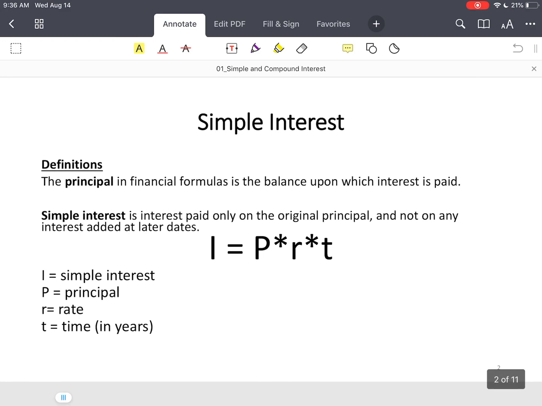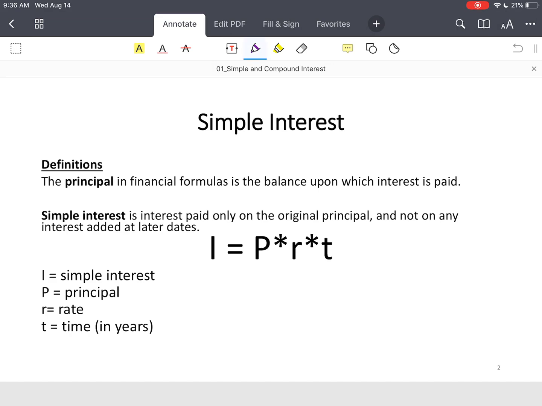All right, so simple interest. Got a real definition. The principal in financial formulas is the balance upon which interest is paid. Basically, it's what you put into the bank, or what you borrow from a bank or a lender. It doesn't necessarily have to be a bank. All right, simple interest. What makes it simple is this: simple interest is interest only on the amount that you invest or borrow, or some people will say the original principal. That's why it's called simple interest.